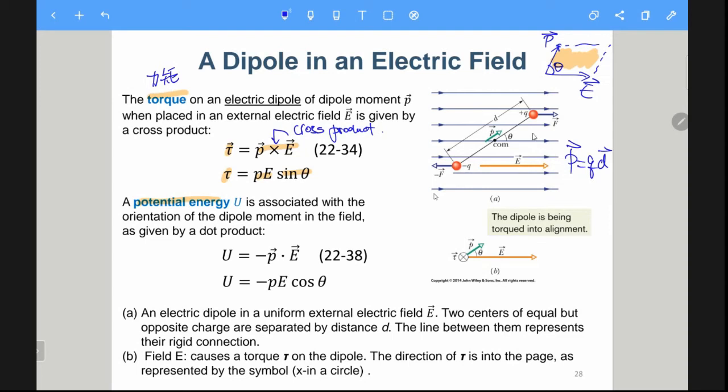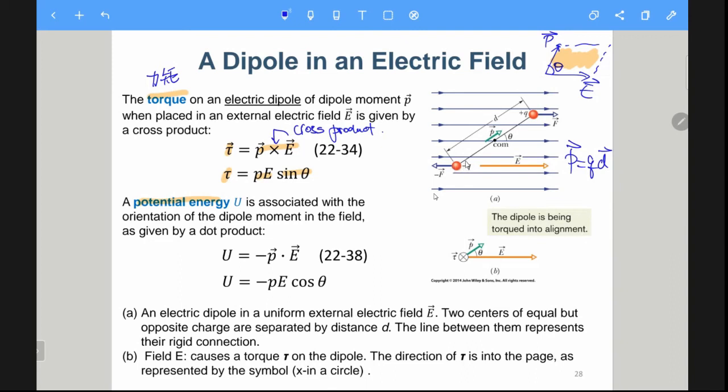Now you can imagine for this positive charge in the uniform E field pointing to the right side, there will be a force acting to the right. And for this negative charge, the force acting on it is pointing to the left side.